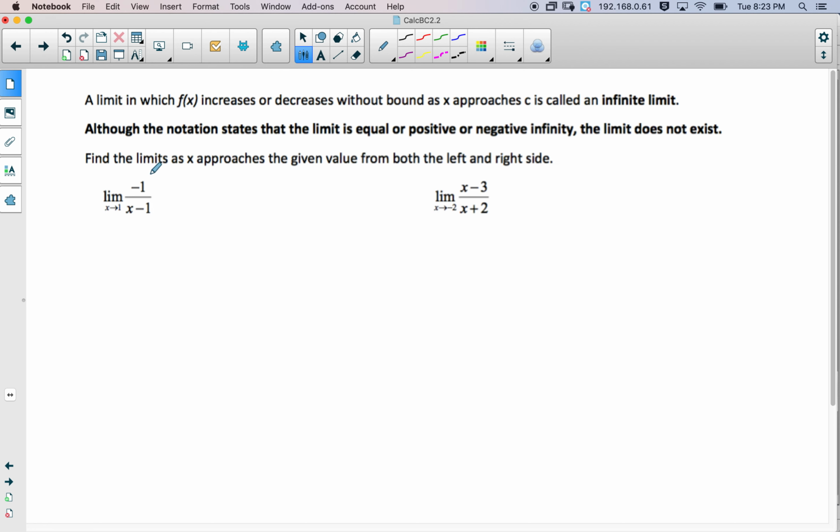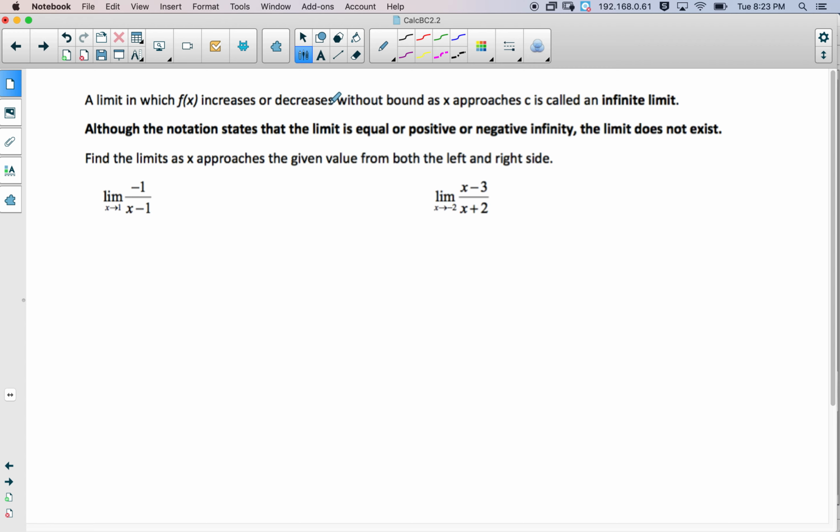So a limit in which f of x increases or decreases without bound, so that means goes to infinity, as x approaches some number is called an infinite limit. So we've just explored those. Although the notation states that the limit is equal to positive or negative infinity, the limit does not exist. We've already discussed that. So let's find the limit from both the right-hand and left-hand side of this.